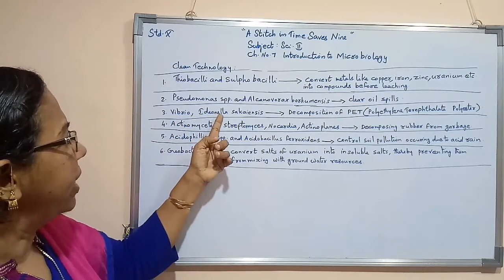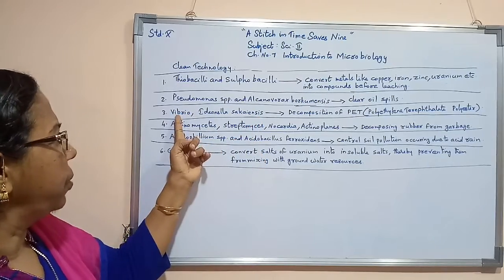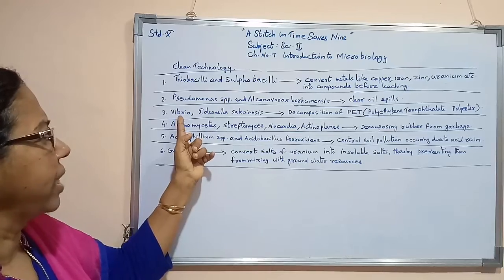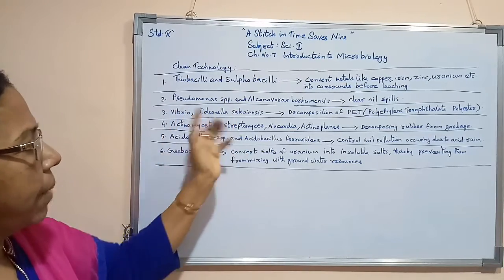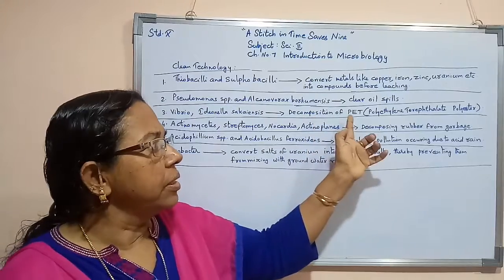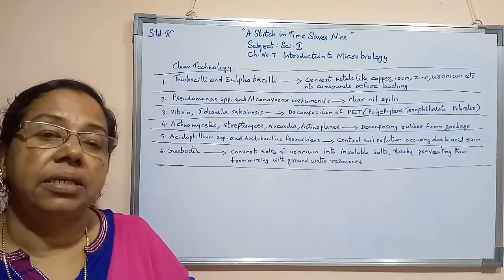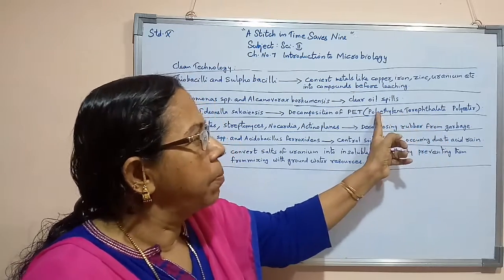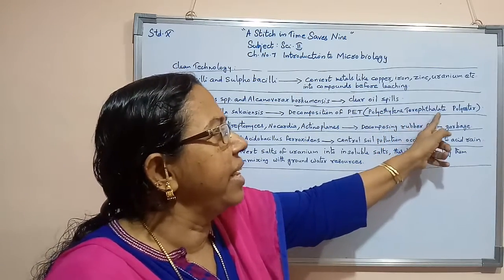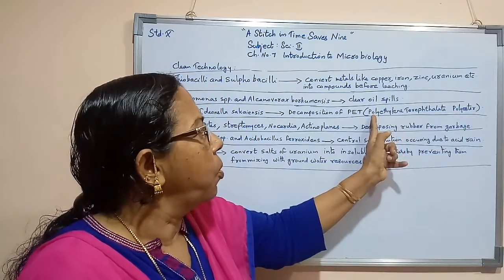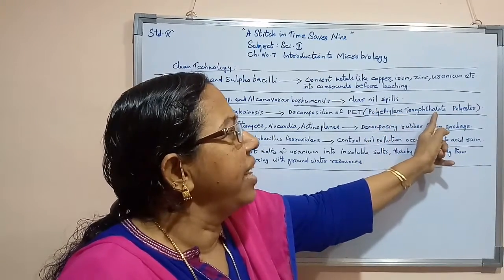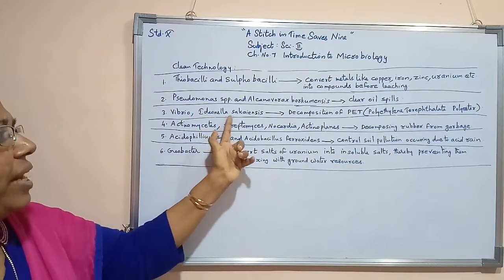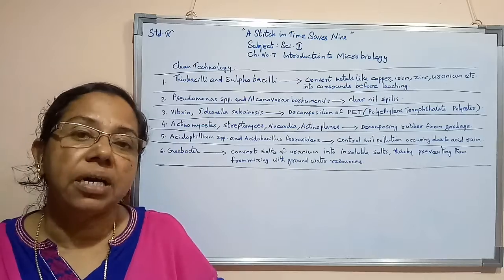Vibrio and Idionella sakaiensis, these are two microorganisms. They have the capacity to decompose PET. PET means polyethylene terephthalate polyester. For its decomposition, Vibrio as well as Idionella sakaiensis microbes are helping.